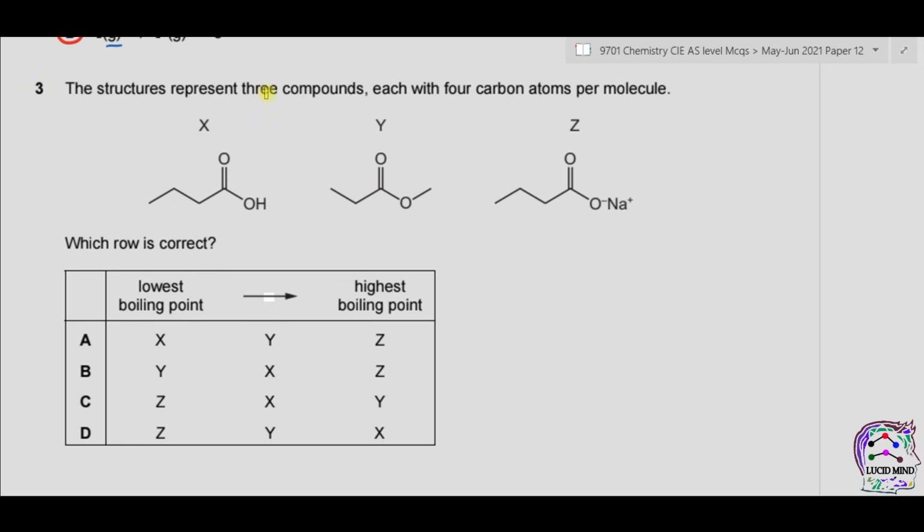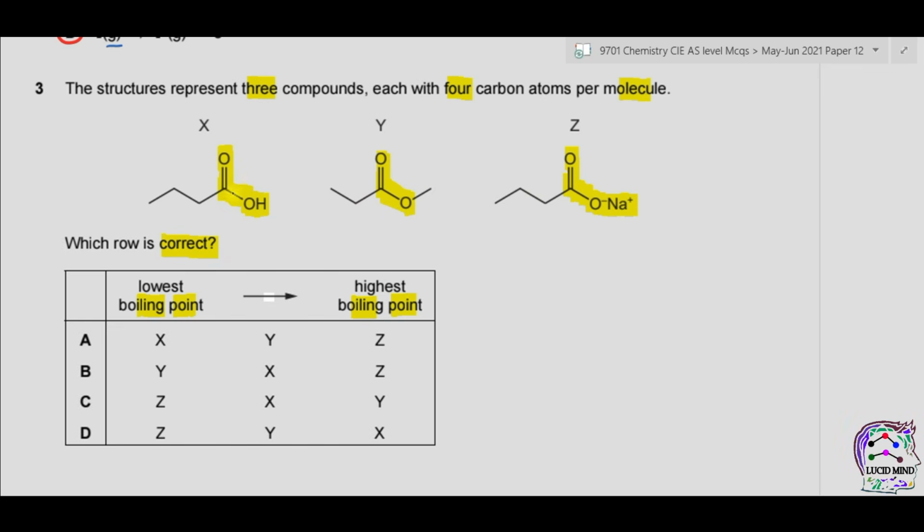Question 3. The structures represents 3 compounds, each with 4 carbon atoms per molecule. Which row is correct? We have to find out that which one gives the lowest boiling point and which one has the highest boiling point. In the first one we can see we have carboxylic acid functional group. In Y we have ester functional group. In Z we have sodium salt of carboxylate ion.